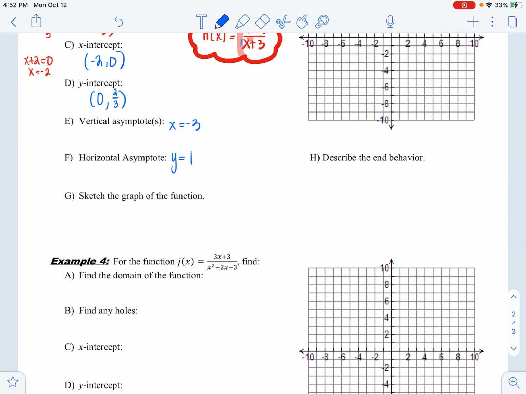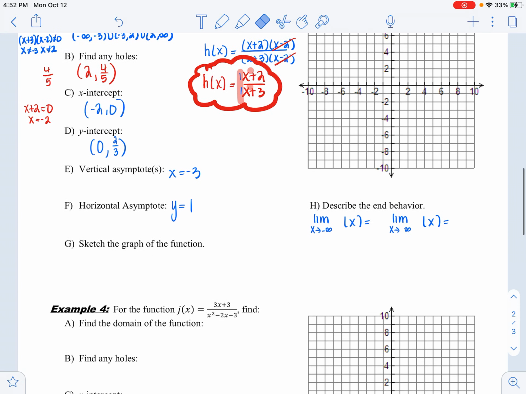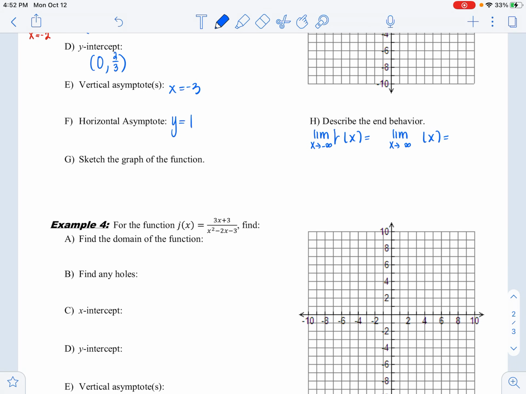I can do end behavior now, or I can do it when I'm done. I'm going to do it now because I know it has to follow the horizontal asymptotes. So I'm going to go ahead and paste again, and I'm going to change the name because it's not f of x for this one, and get rid of that little negative right there. This was h of x.